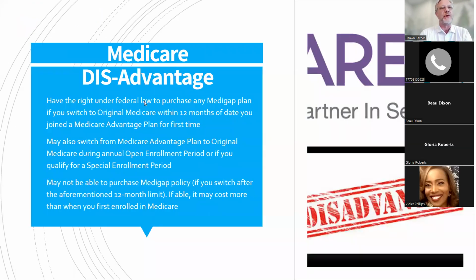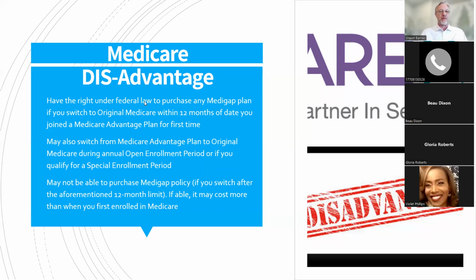So what might be then the Medicare Advantage disadvantage? You have the right under federal law to purchase any Medigap plan if you switch to original Medicare within 12 months of the date you join a Medicare Advantage plan for the first time. First time. So if it happens again, you don't have that option.